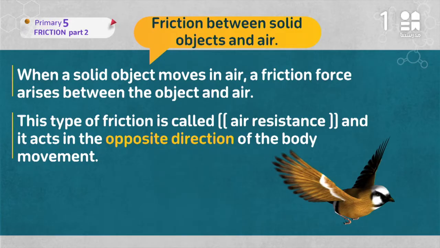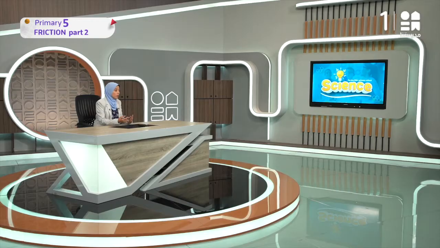So again, when a solid object moves in air, a friction force arises between the object and air. This type of friction is called air resistance, and it acts in the opposite direction of the body movement. Of course, in the opposite direction. Now we know air resistance. What do we want to know now? We want to know the definition of air resistance.